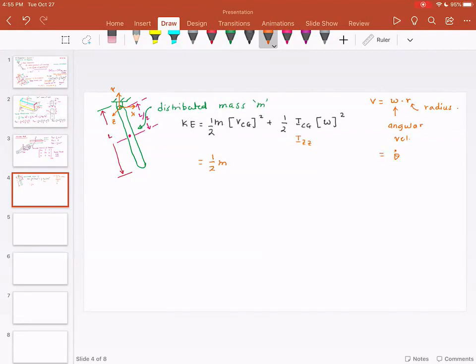So theta dot is the angular velocity, and let me give you the value of theta. This is theta. So theta dot is the angular velocity, and L by 2 is nothing but the radius. So this velocity, if I were to show velocity in the same direction, is going to be V, which is L by 2 theta dot.